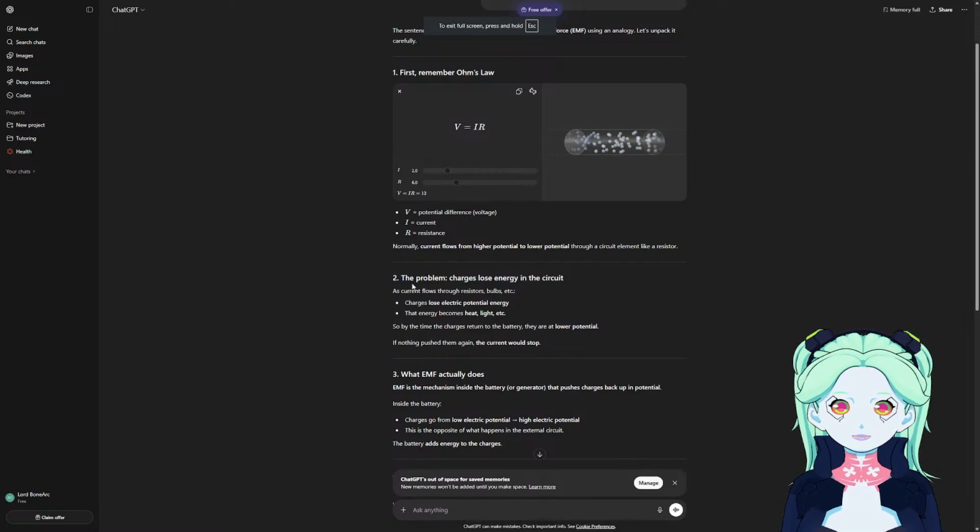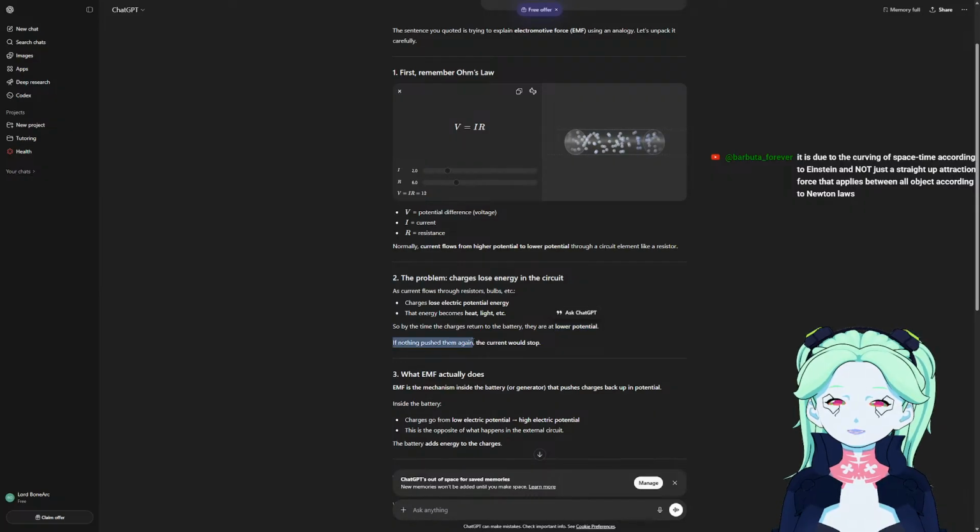All right, so the problem: charges lose energy in the circuit. As current flows through resistors, bulbs, etc., charges lose electric potential energy. That energy becomes heat, light, etc. So by the time the charges return to the battery, they are at lower potential. If nothing pushed them again, the current would stop.